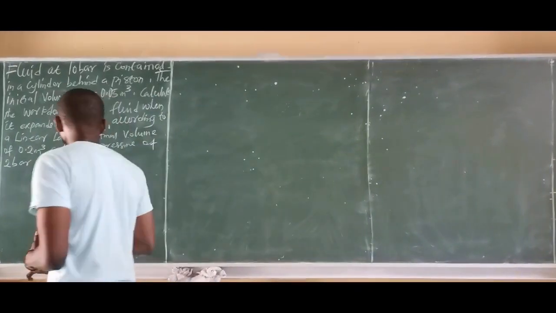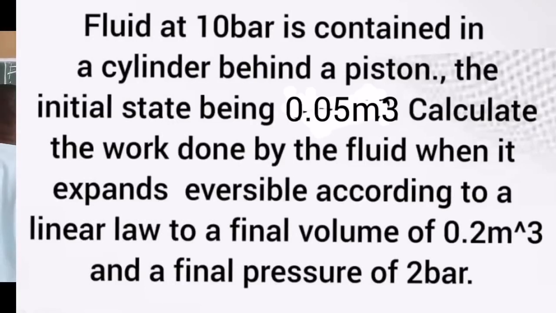The question says fluid at 10 bar is contained in a cylinder behind a piston. The initial volume being 0.05 meter cube. Calculate the work done by the fluid when it expands reversibly according to the linear law to a final volume of 0.2 meter cube and a final pressure of 2 bar. So let's pick out our parameters.